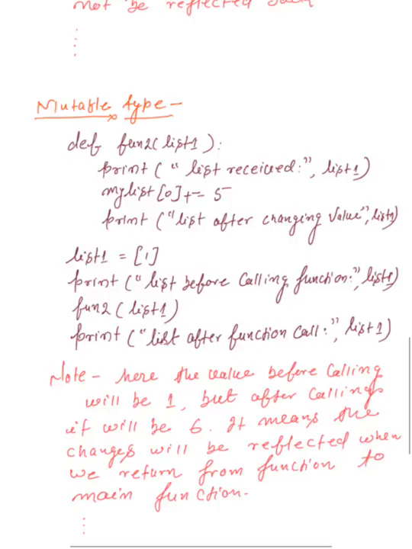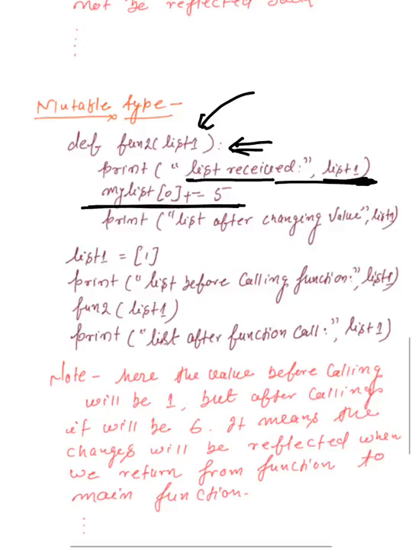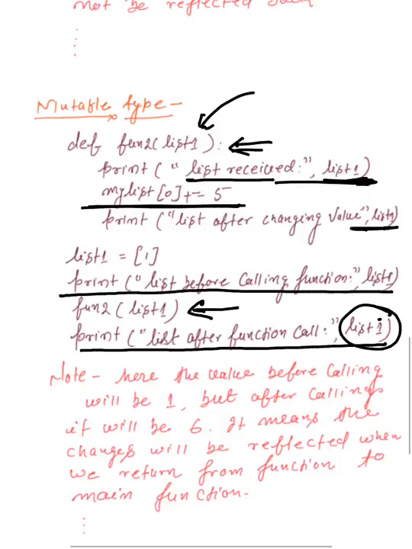Now I'm defining another function, and the function name is function 2. Very simply, you can see that here we are passing a list through the argument. First I'm printing the list received, then I'm changing the value of the list, and then once again I'm printing it. So we are printing before passing the value, and after calling the function we are once again printing the value of the list.